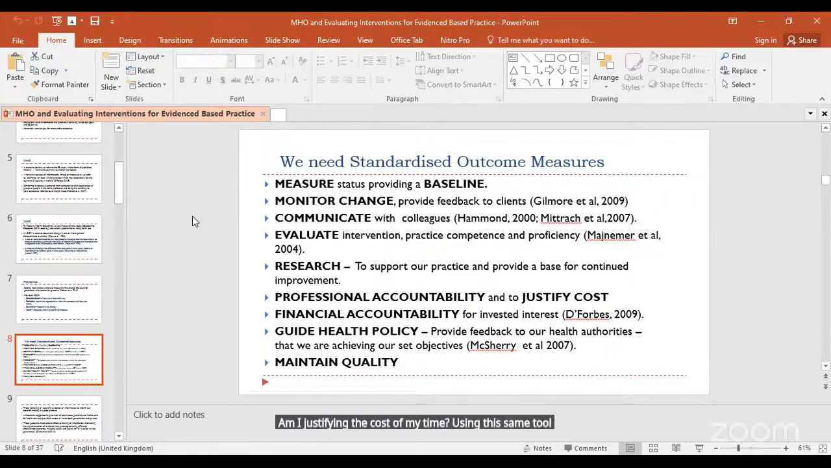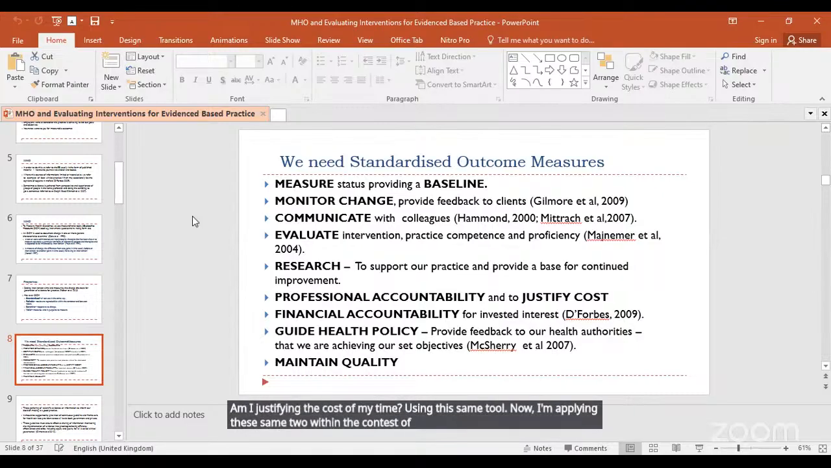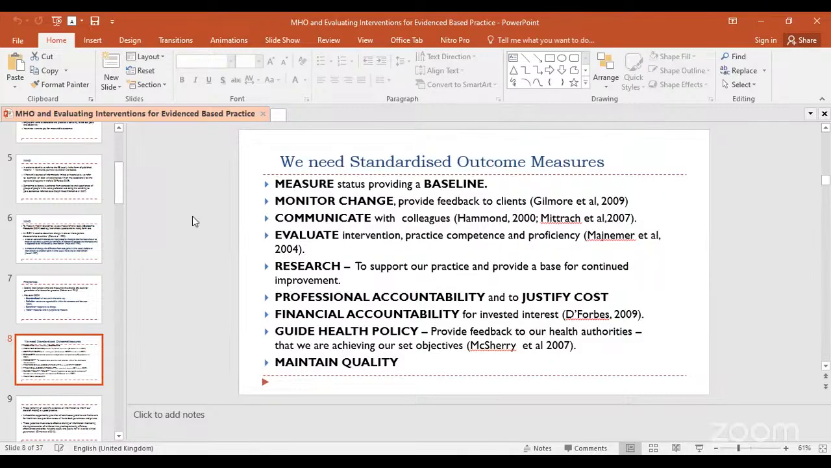Now, I'm applying this same tool within the context of economics. Not just within the context of, I'm using a tool to measure my range. I pull, drag, strength, gain, muscle power, 4, 5, 10. Stride length, cadence. I've measured it. Economically, what is it telling me? Politically, what is it telling me?